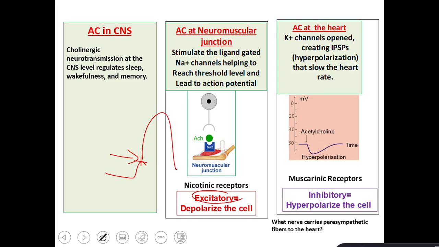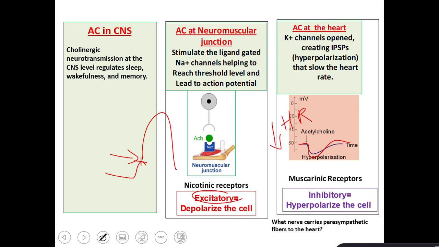At the level of the heart, for example, there are the muscarinic receptors, and here acetylcholine is inhibitory, so it leads to hyperpolarization. Action potential is not likely to happen. So what happens to the heart rate? The heart rate decreases due to stimulation of the muscarinic receptors in the heart by the neurotransmitter acetylcholine.